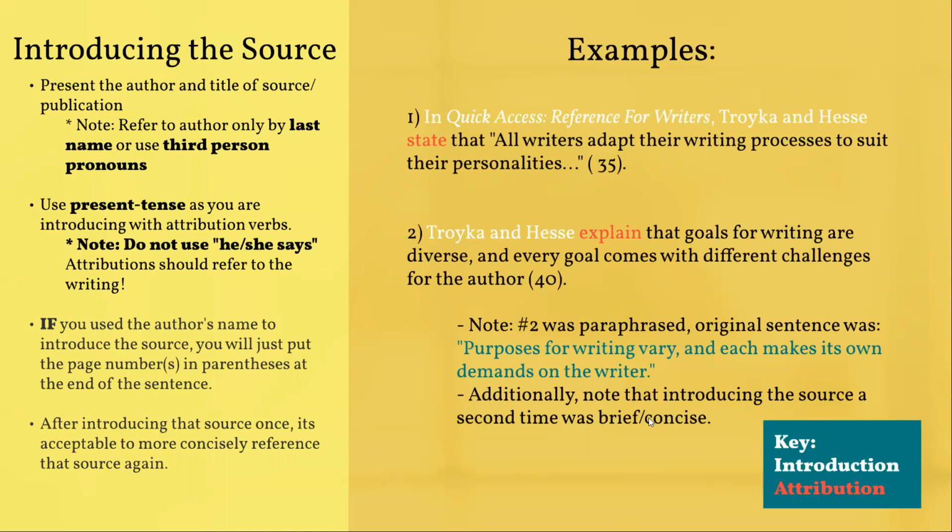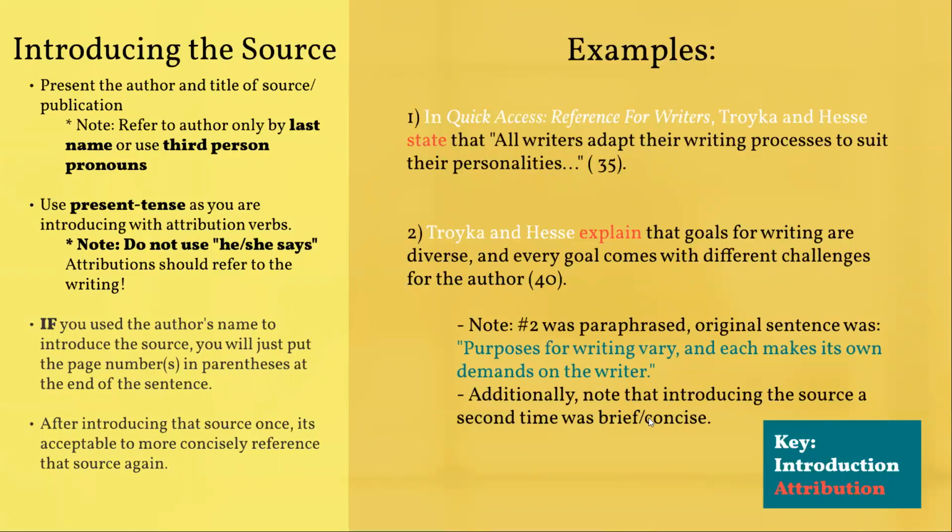A couple of things to note first, though. Introduction information in these examples will be in white lettering, and attribution verbs will be in red. Number 1 on the examples reads, in Quick Access Reference for Writers, Troika and Hess state that all writers adapt their writing processes to suit their personalities, page 35.